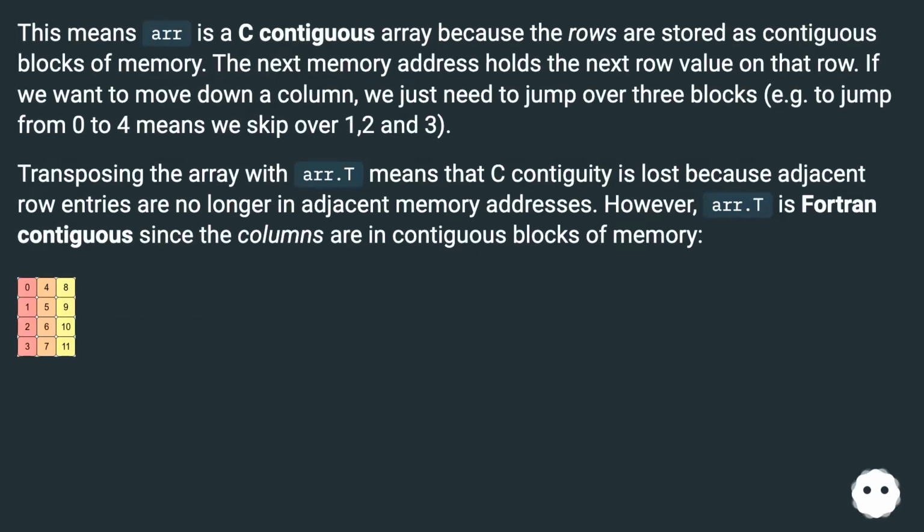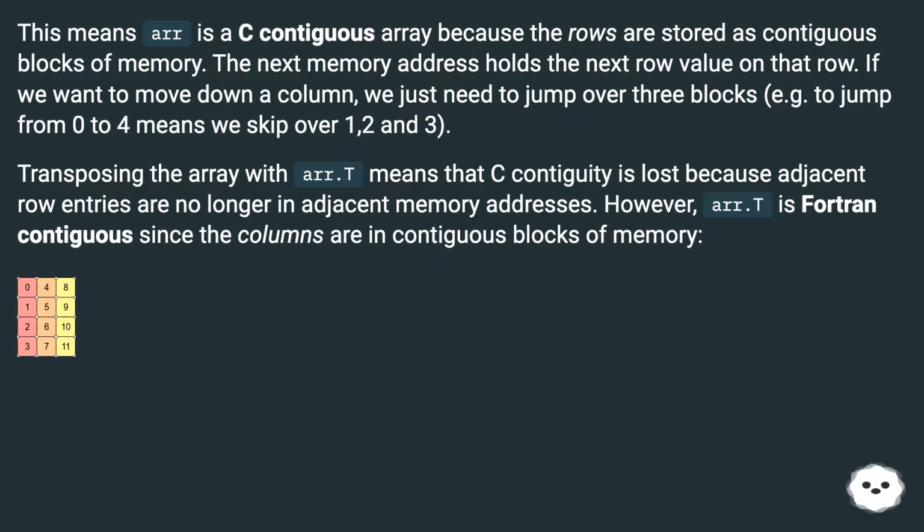This means ARR is a C-contiguous array because the rows are stored as contiguous blocks of memory. The next memory address holds the next value on that row. If we want to move down a column, we just need to jump over 3 blocks, e.g. to jump from 0 to 4 means we skip over 1, 2, and 3.